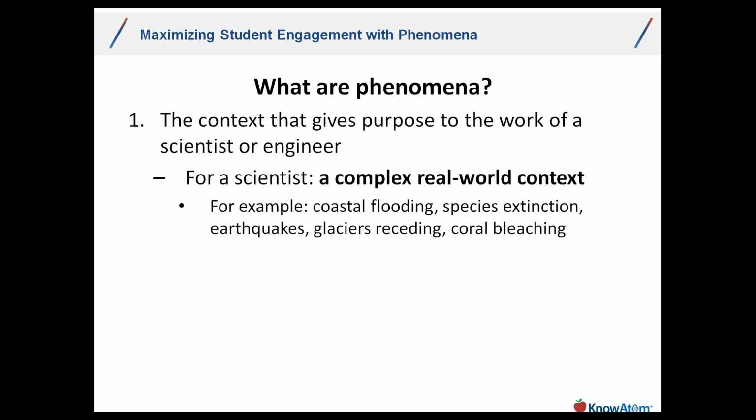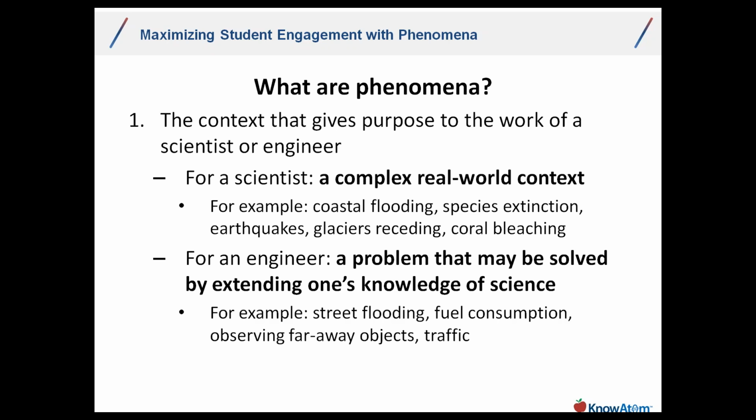and then use an experiment to pursue that question towards an evidence-based conclusion. For an engineer, it's all about a problem.